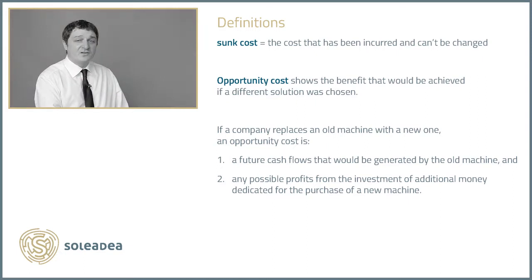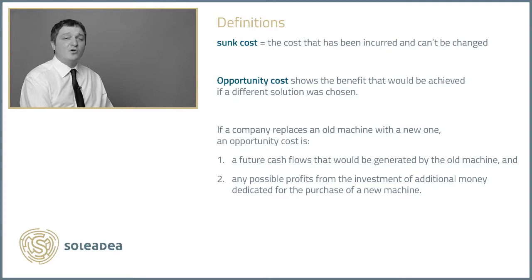A sunk cost is the cost that has been incurred that can't be changed. Today's decisions shouldn't be based on costs incurred earlier, that is, sunk costs. An opportunity cost is an incurred cost and a result of a particular choice. It shows you the benefit that would be achieved if you choose a different solution.